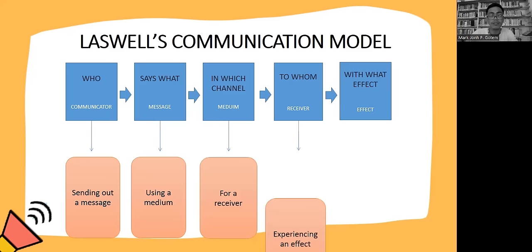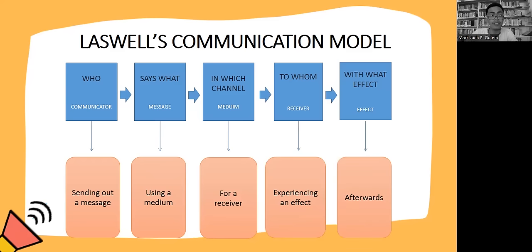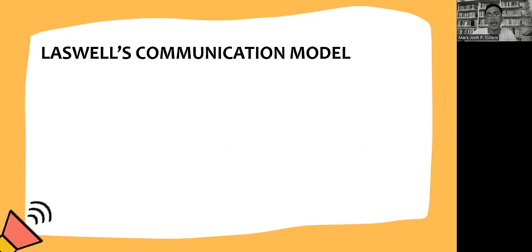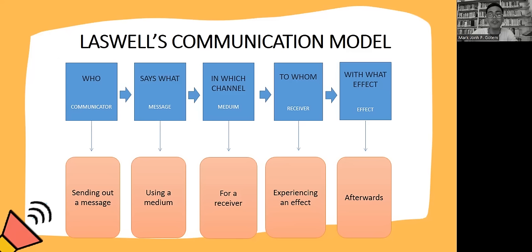To whom? For whom is it? The receiver, to experience an effect. With what effect? It is the effect after the receiver receives the message from the communicator. And that's the last part of the communication model. It is similar to Aristotle's. Still linear, right? As we can see, still straight. No feedback happens, and not even noise. And that is Laswell's communication model.